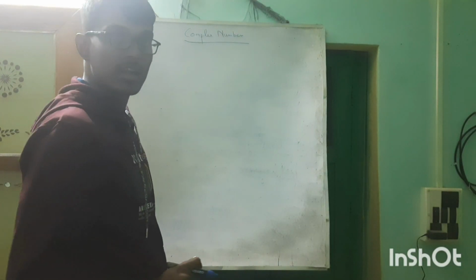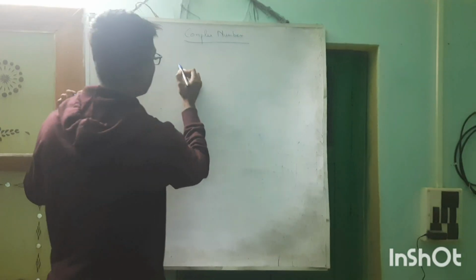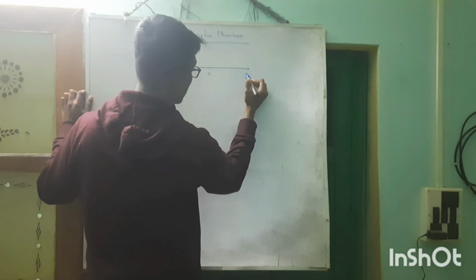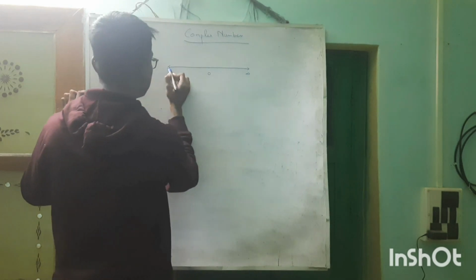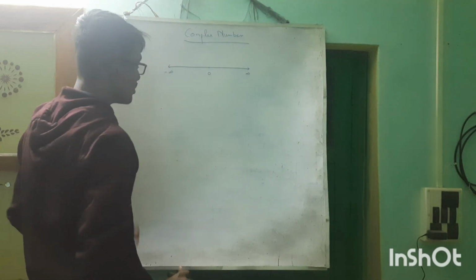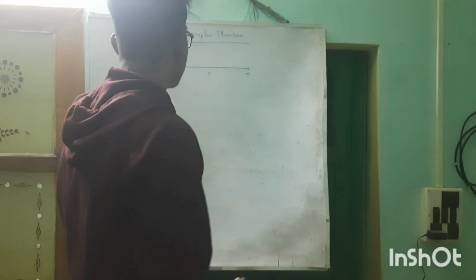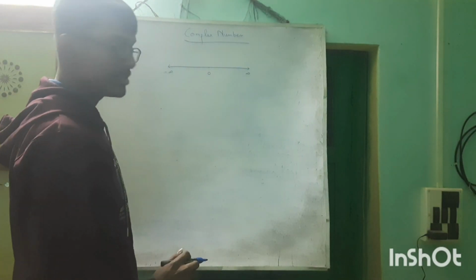You know about real numbers. Actually, any number on the real line is a real number, right? So what about complex numbers? Why do we need complex numbers? Okay, let's see.